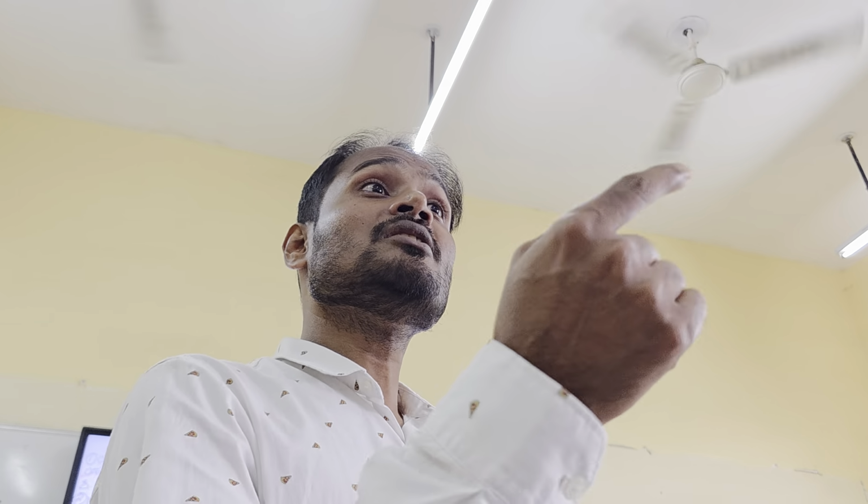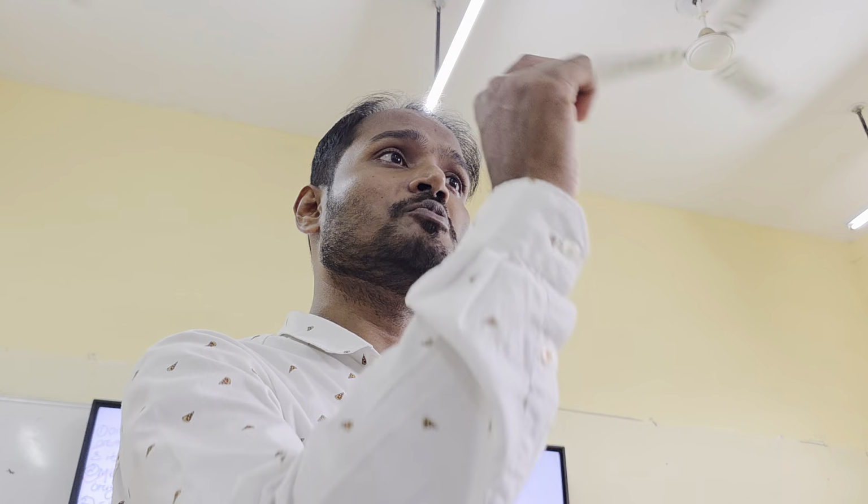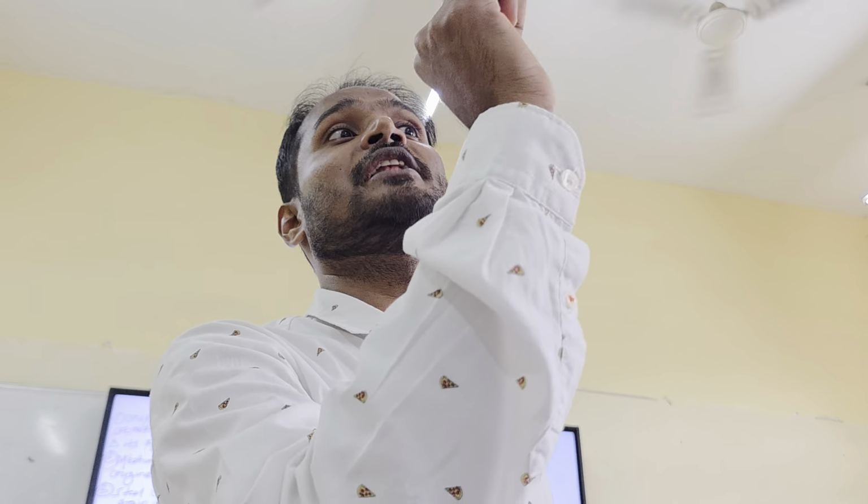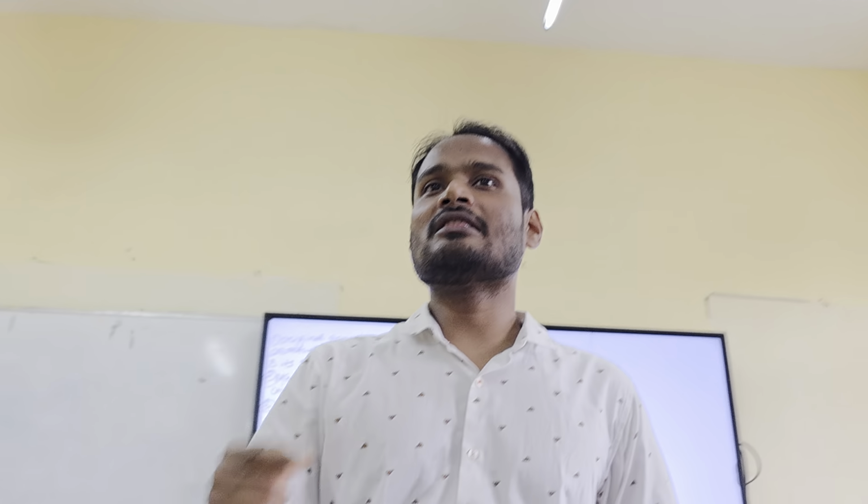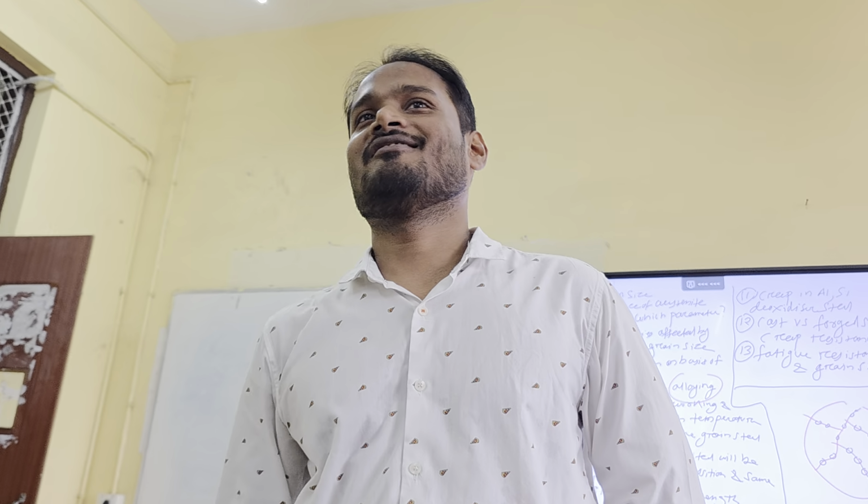So that aluminum oxide will again segregate along the grain boundaries. That will pin the grain boundaries. So it is helpful also. But the condition is the amount of aluminum oxide should be less, and it should be spherical also. And that aluminum oxide is actually inclusion.